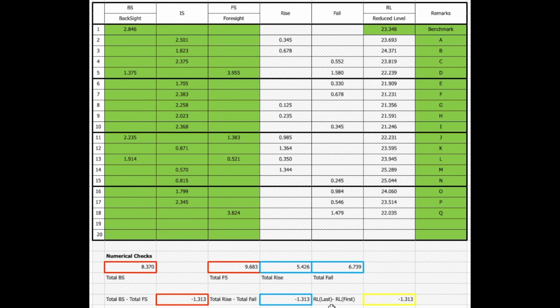The last numerical check is on the reduced levels, where we take the last reduced level and take away the first reduced level. Again, we get a difference of minus 1.313. All three numerical checks have the same value, and that gives us confidence in the values being entered in correctly.